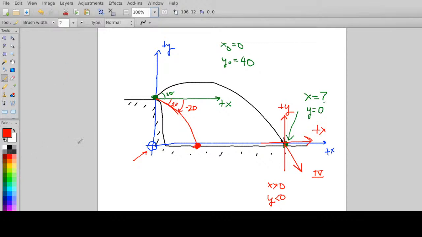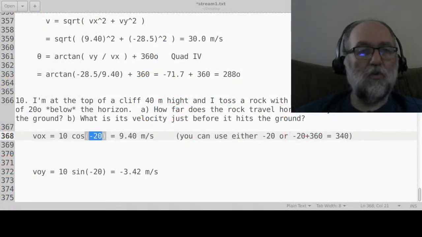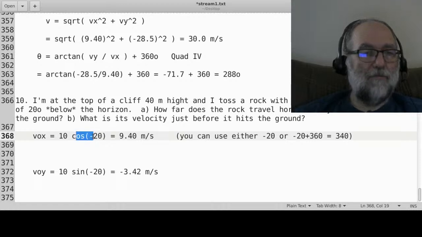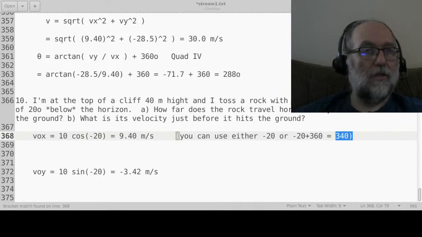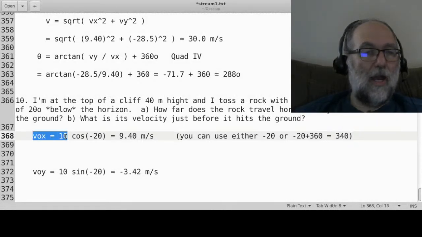The other one is I could do, rather than going around clockwise, let me see if yellow works. Yellow may not show up, but I could try to go around counterclockwise, but then it wouldn't be 20 or negative 20. It would be negative 20 plus 360, in other words, 340 degrees, okay? Now, if you did cosine of negative 20 or you did cosine of 340, you get exactly the same answer. So here I'm showing that v naught x is equal to 10 cosine of negative 20.